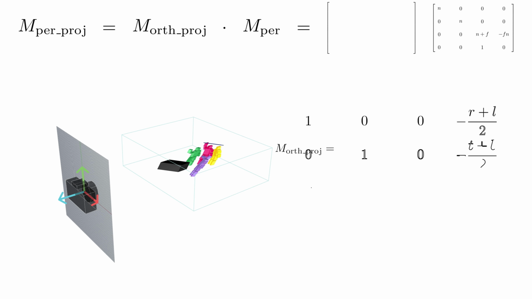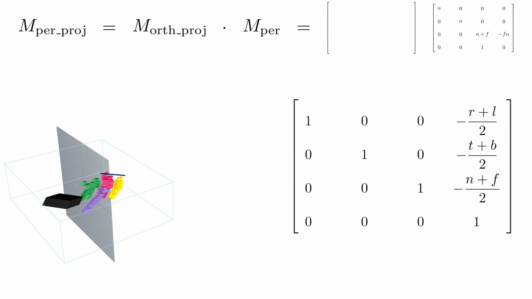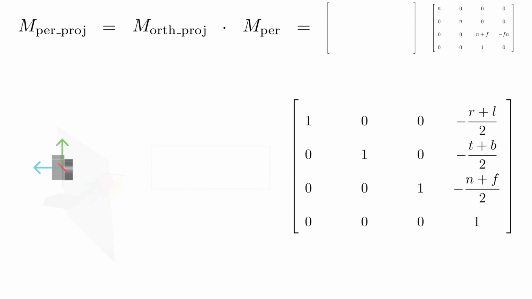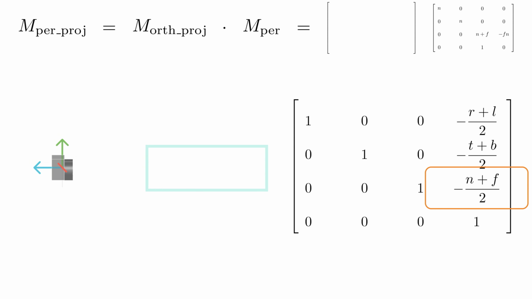Let's see the translation first. The translation shifts the rectangular cuboid back to the origin. For example, in the z-axis, we have (n plus f) divided by 2 is the distance from the center to the origin. Negating this value moves it toward the origin.